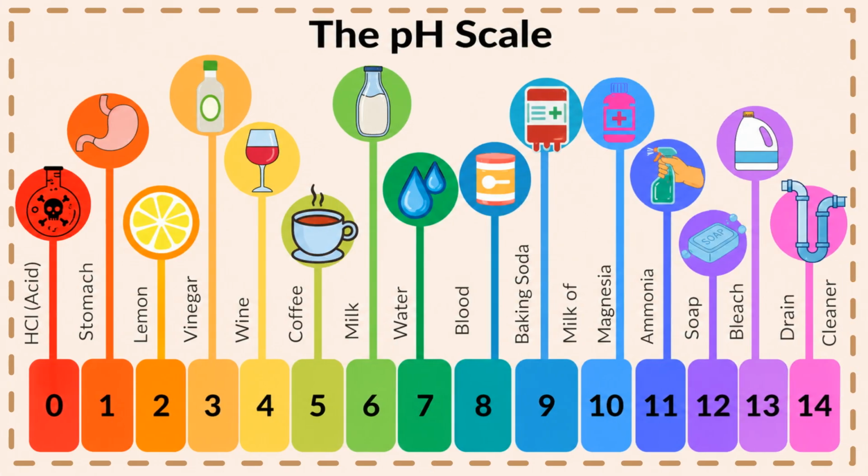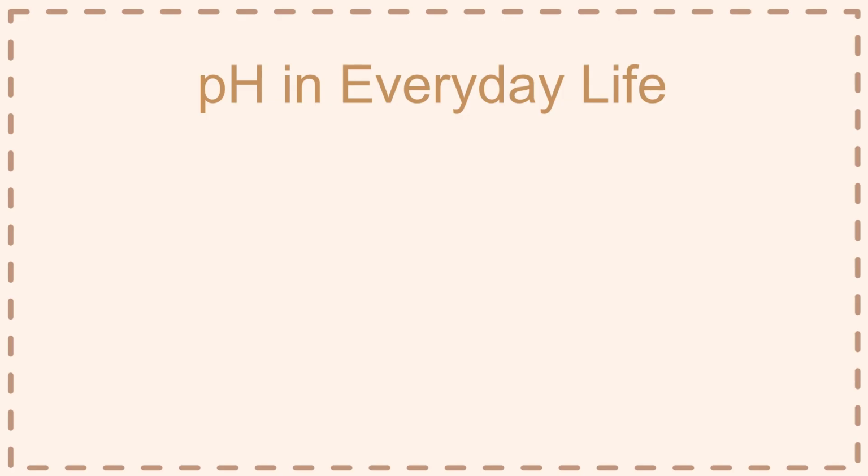Finally, this chart illustrates the pH scale with common household substances, showing how their placement corresponds to their acidic or alkaline nature. In this section of the video, we explore how pH affects our daily lives. Many living organisms are sensitive to pH, and our bodies require a specific range to function correctly.